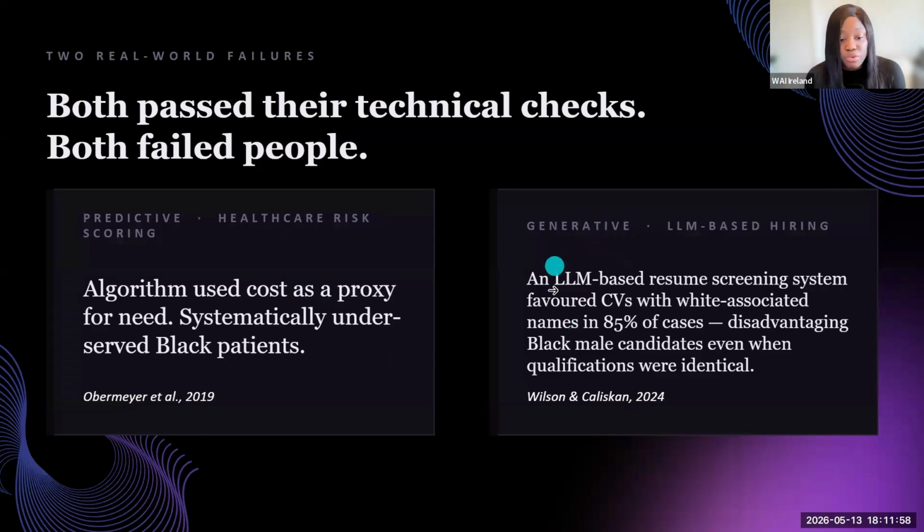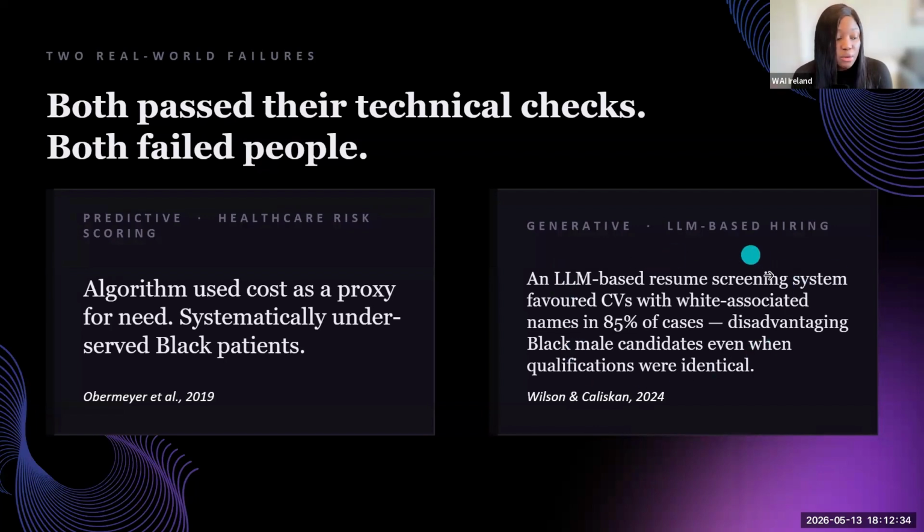And on the right, we have a different system. If you're familiar with classical, traditional machine learning models, you will know that you're basically feeding in some data that you have to make some predictions, right? So here we're feeding in cost to get health needs. But now we have generative models, the new ones, but the bias problem has not changed, right? It has basically just shifted to a different type of model.